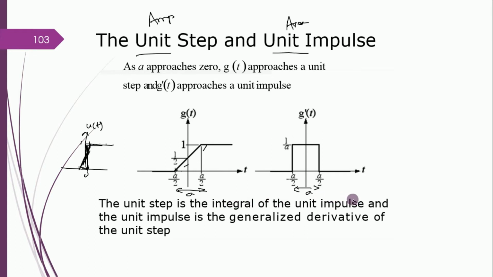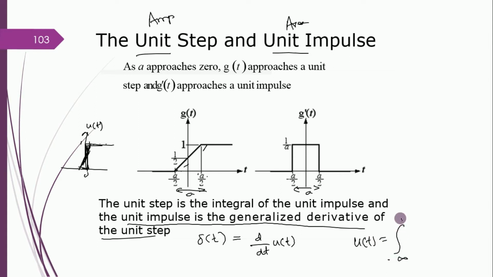Unit step is the integral of unit impulse, and the unit impulse is the generalized derivative of the unit step. The meaning is delta of t is nothing but the derivative of u of t. Delta of t is nothing but differentiation of u of t. So this is u of t. From here to here, what is the variation? The variation is 1. So that's why you are getting it as 1. Okay. So differentiation of u of t will give you delta of t, and u of t is given by the running integral, integral of delta of tau d tau.